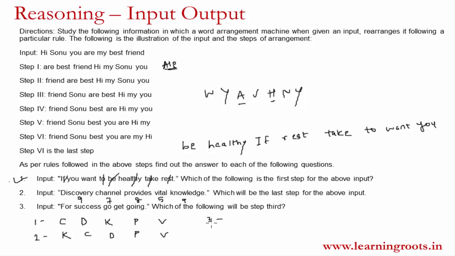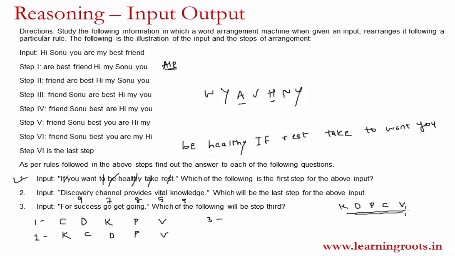Okay. Now if you look at the third step, the final output should be nothing but K. It will start with K, then there will be D. After D there will be a P. After P there will be C, and after C there will be a V.